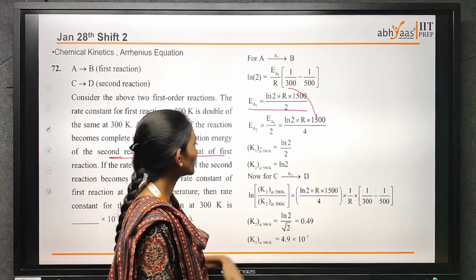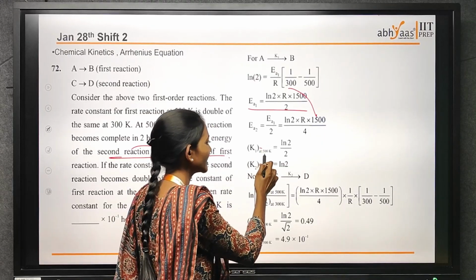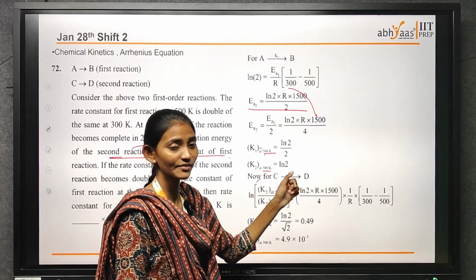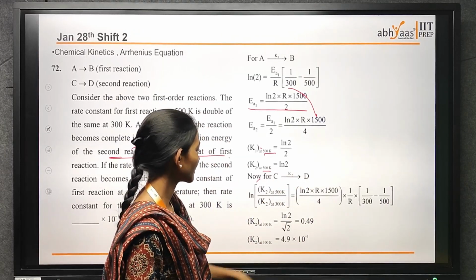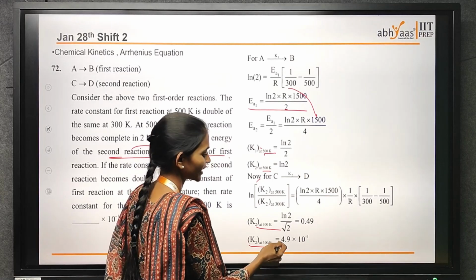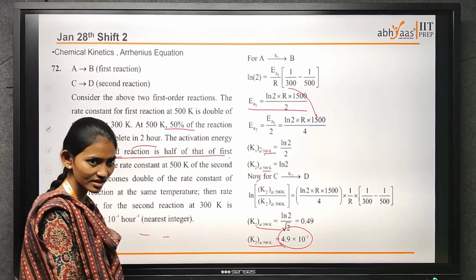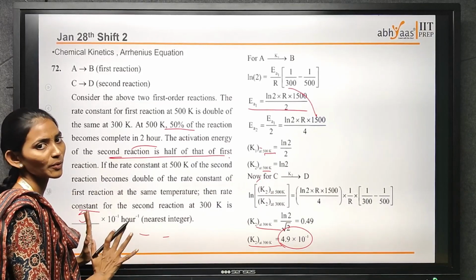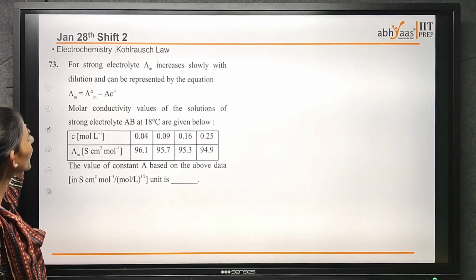Upon doing this, you are getting K1 at 500 Kelvin and K2 at 500 Kelvin. If you simplify K2 at 300 Kelvin, you are getting 4.9, which to the nearest integer will be 5. Simple, but a somewhat time-taking process. Okay, moving on to the next question.